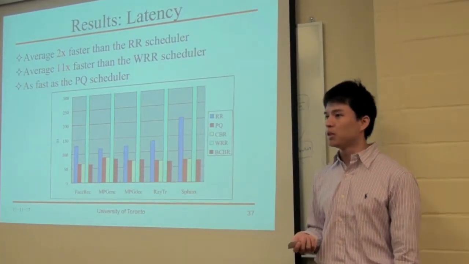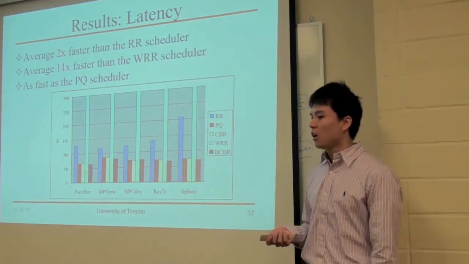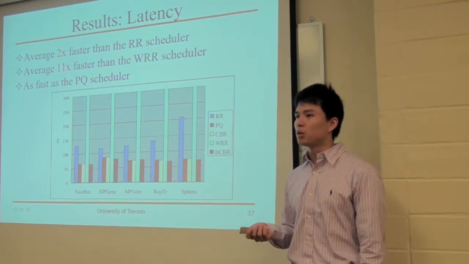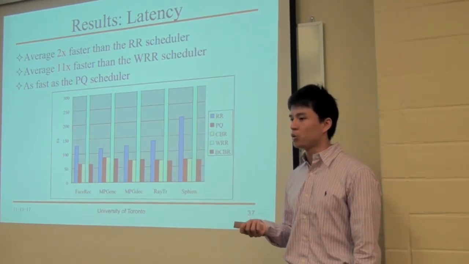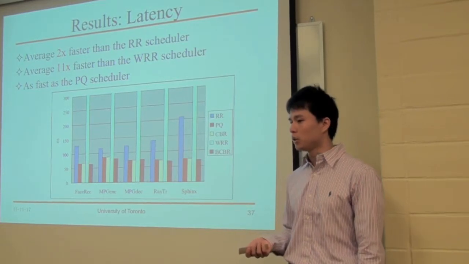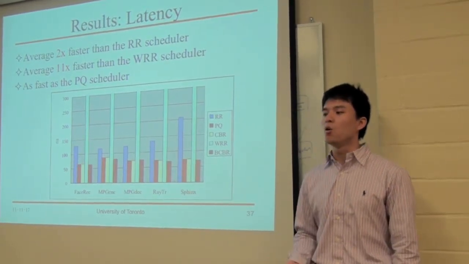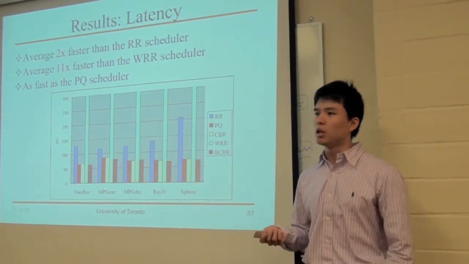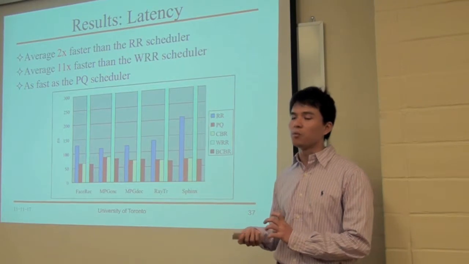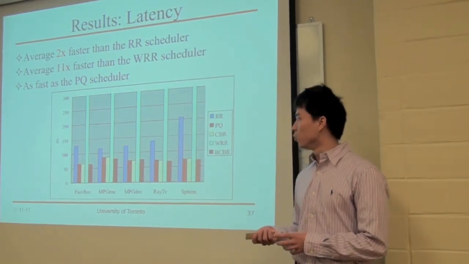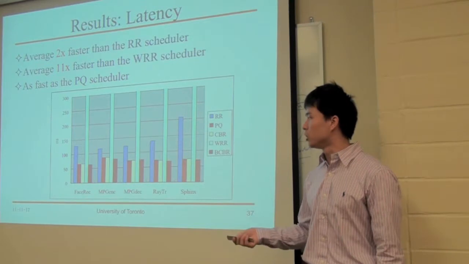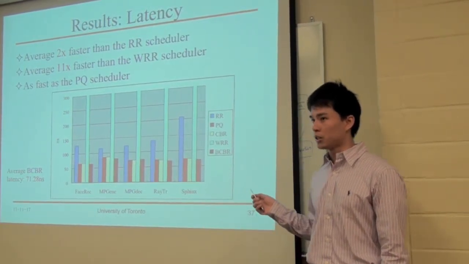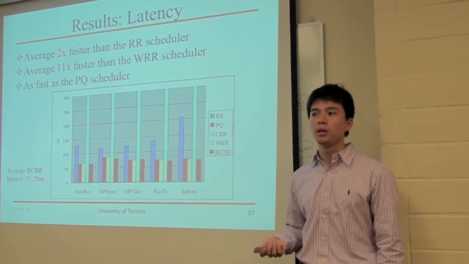We later want to examine the minimum latency guarantee. On average, in terms of CPU cache response latency, the proposed scheduler is 2 times faster than the round robin scheduler, and 11 times faster than the weighted round robin scheduler. We think the priority queuing sets a lower bound on the latency you can achieve for high priority ports, and we can see that for all cases, our scheduler achieves the same latency as the priority queuing. So this concludes that our scheduler can provide minimum latency guarantee.